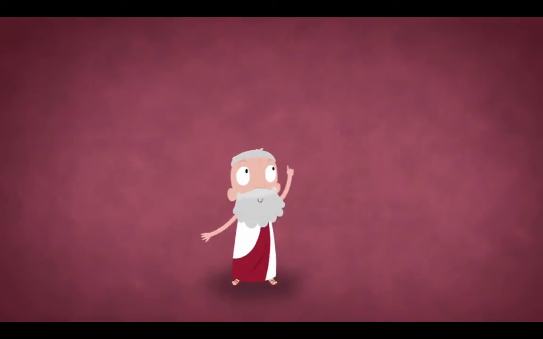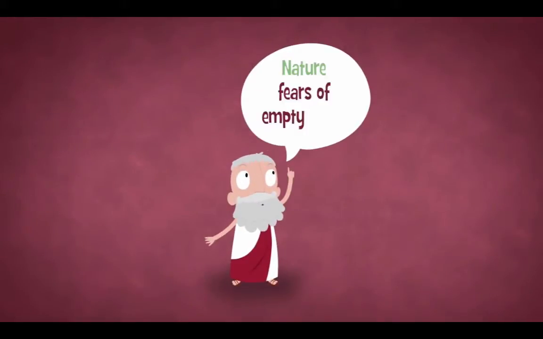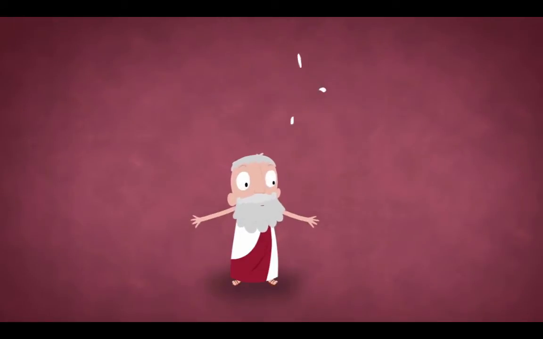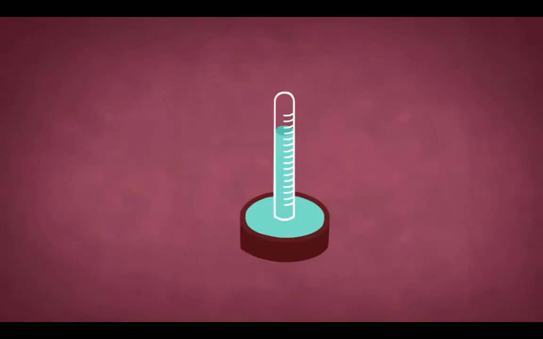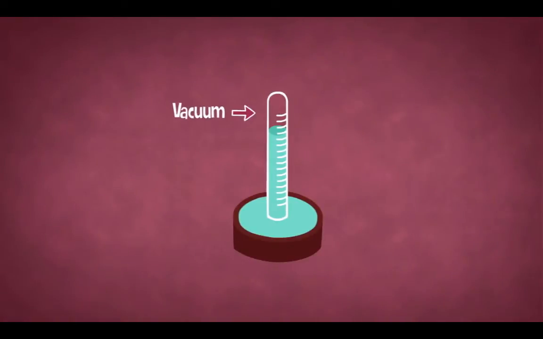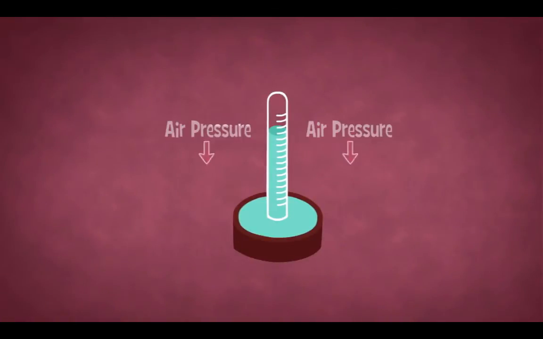Aristotle famously said, "Nature fears empty space," when he claimed that a true vacuum, a space devoid of matter, could not exist because the surrounding matter would immediately fill it. Fortunately, he turned out to be wrong. A vacuum is a key component of the barometer, an instrument for measuring air pressure.